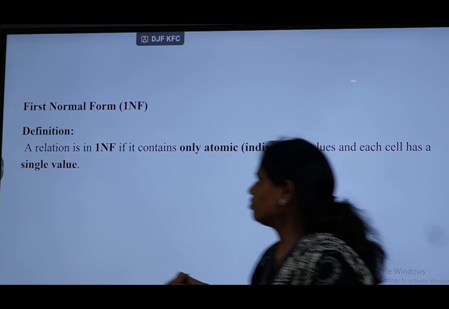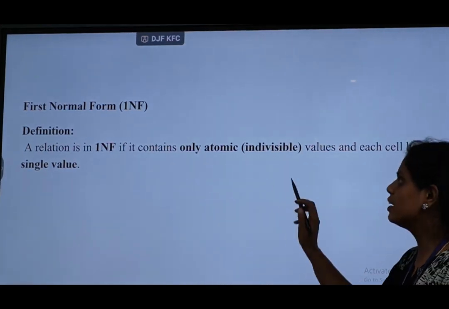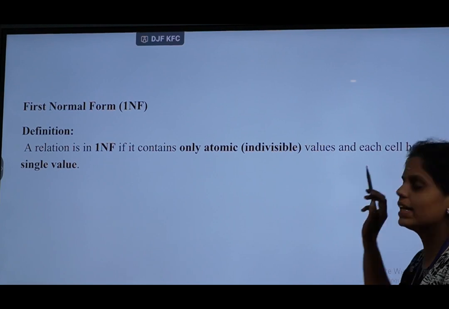So now moving on to the first normal form, as I told, a relation is in 1NF if it contains only atomic values for each of the attributes.